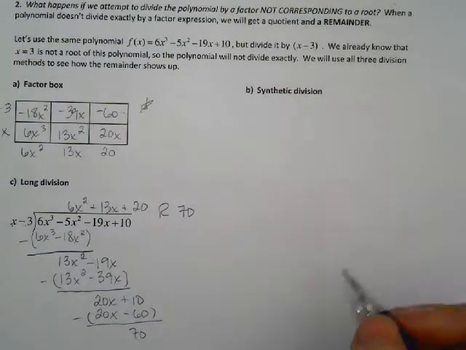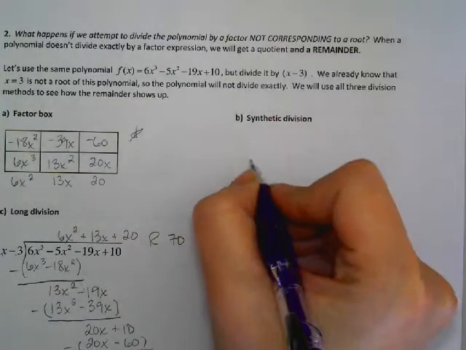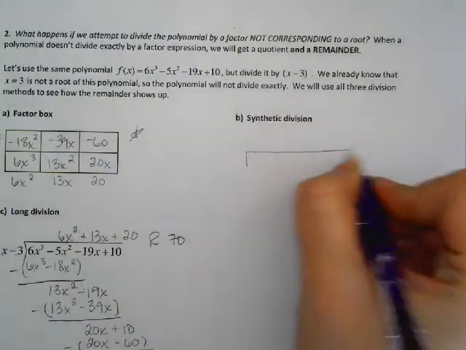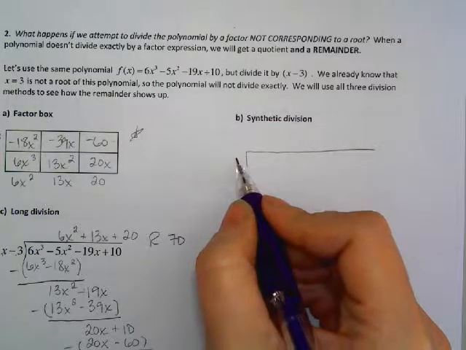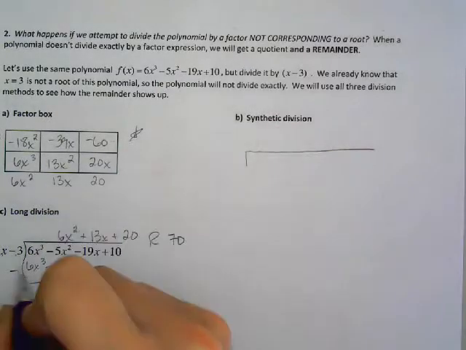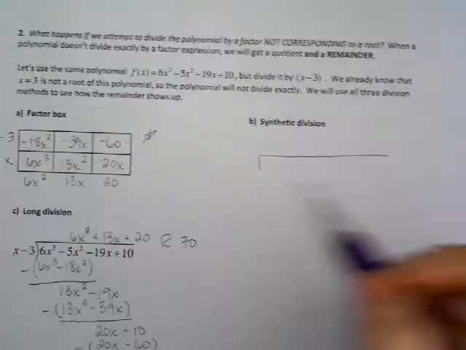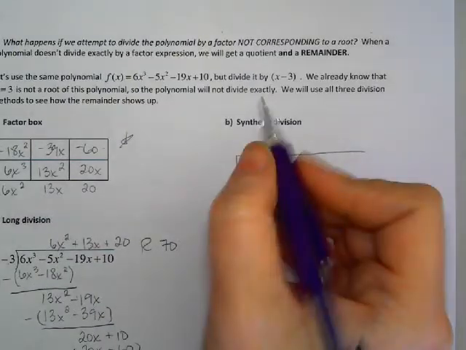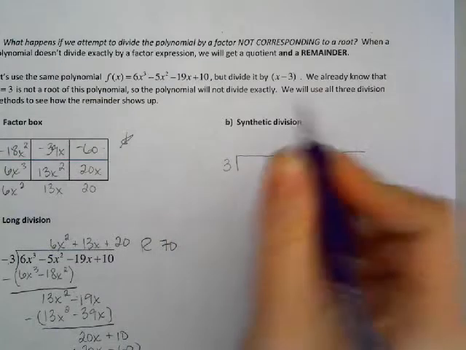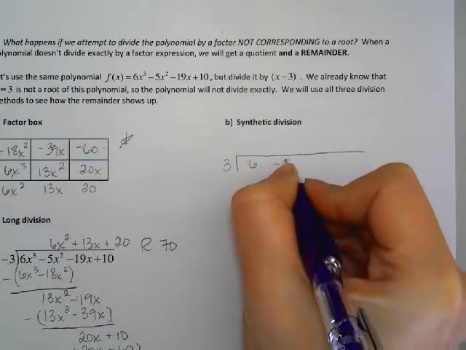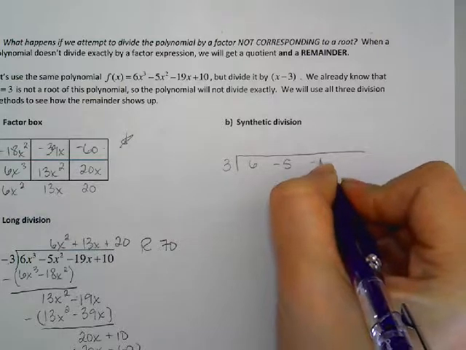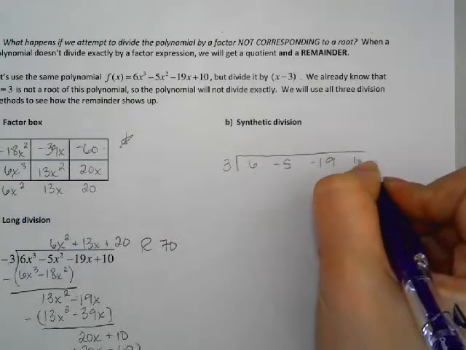All right, so now synthetic division. The thing to remember with synthetic division is you use the root, not the factor. The root that we're saying corresponds to the factor of x minus 3 is just 3. And then we put in our coefficients: 6, negative 5, negative 19, and 10.